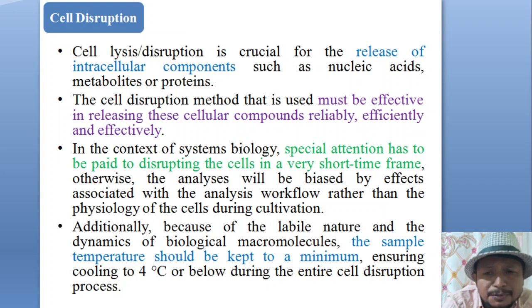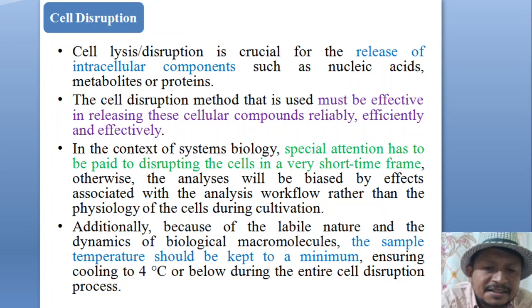Next, we have to understand that the cell disruption method must be effective in releasing these cellular compounds. It has to be reliable, it has to be efficient, and it has to be effective. So these are the things we have to take care of. There are many different cell disruption methods. It will vary depending on the cell types we are dealing with, maybe prokaryotic, maybe eukaryotic, maybe yeast, right? It also depends on the enzyme of our interest. We know that there are six different classes of enzymes, so it depends on which type of enzyme we are dealing with.